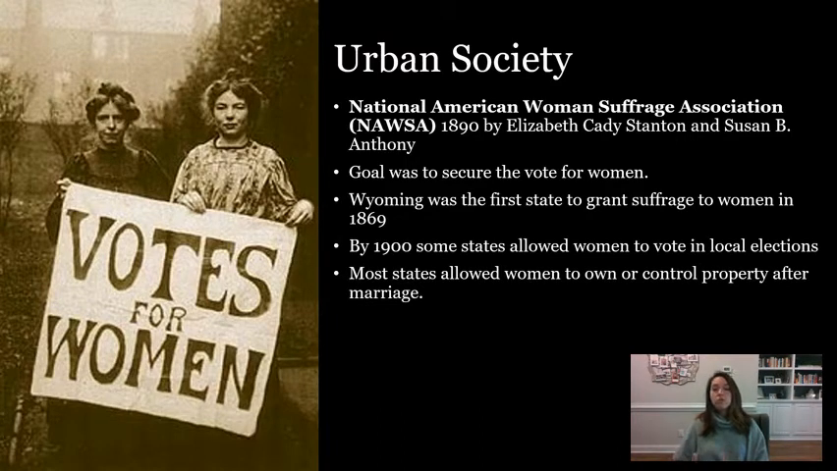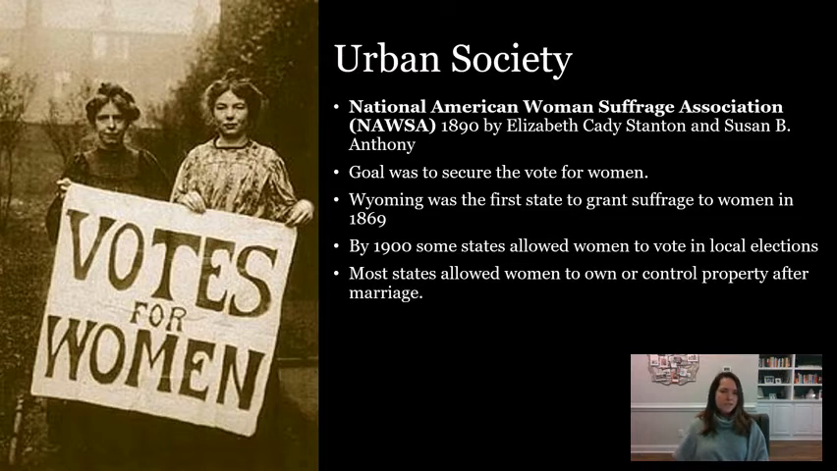Their goal is to secure the vote for women. Wyoming is the first state to grant suffrage to women in 1869. So it started out in different states, mostly in Western states. There's political scientists that have looked into the history of that and why it was that these Western states like Montana and Wyoming were more willing to give women the right to vote. A lot of it has to do with men being busy with their ranches and their business, and so they didn't want to be bothered by politics, which is really interesting. And so the women would handle it.